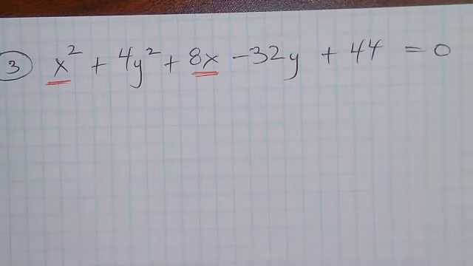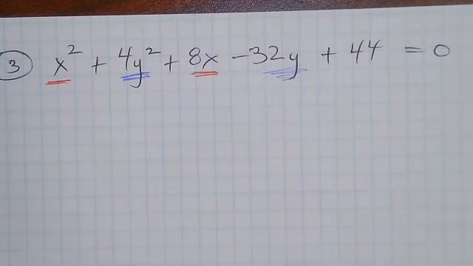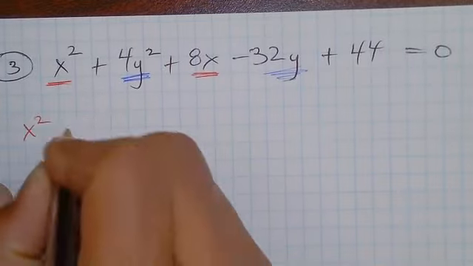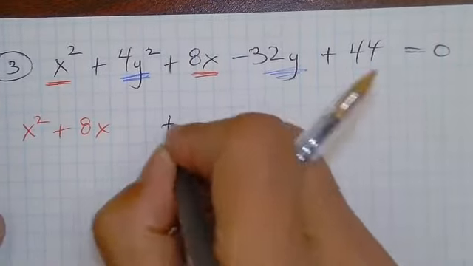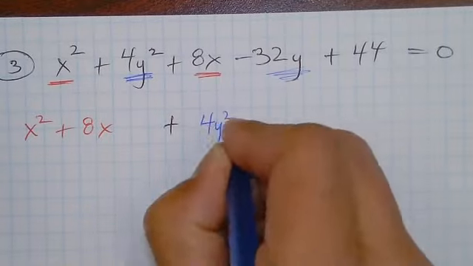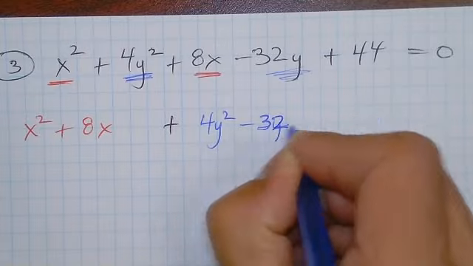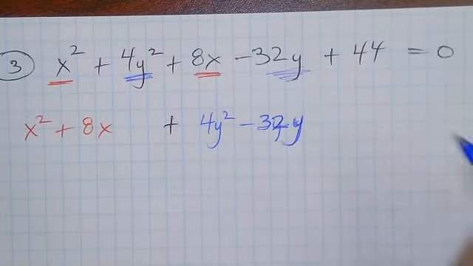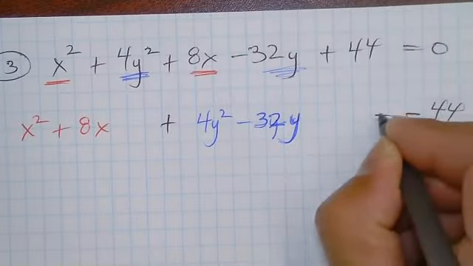Okay. What do we do first? Organize. There's an x squared and there's an x. There's a y squared and there's a y. We got to kind of put them together, right? Let me put all the x's together. X squared plus 8x. Leave a little space plus. Now let's get the y squares going. 4y squared minus 32y. Why am I messing up?